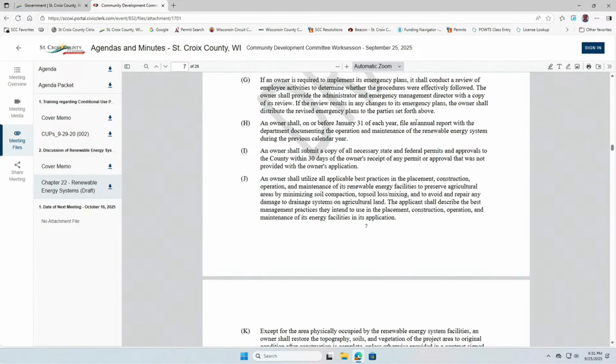The provision H, or sub H here, talks about an annual report with the department documenting the operation and maintenance of the renewable energy system during the previous calendar year. That's important because decommissioning kicks in after the facility is no longer under production or producing power. And so that is our tool to really keep track of when it's no longer in production.